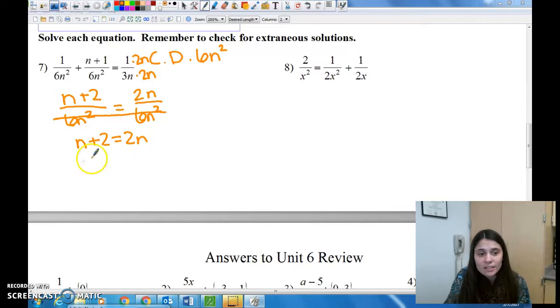So I need to get all the n's on the same side. So I'm going to minus an n from both sides. Now I have 2 equals 2n minus just 1n, which is just 1n. So 2 equals n, or n equals 2.